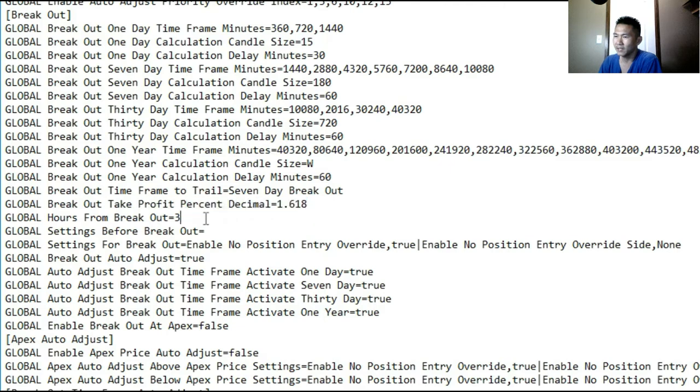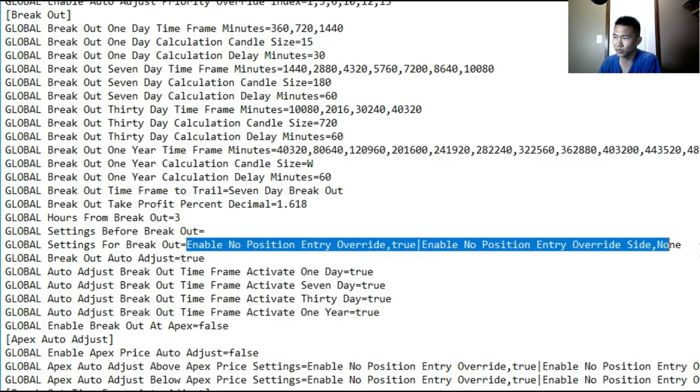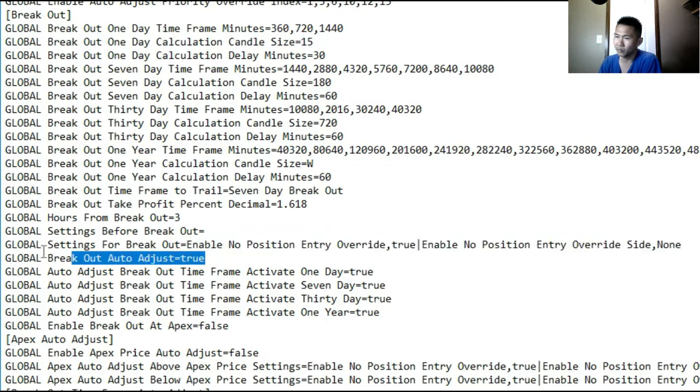Then in the chart, this is the 3 hours from breakout. Within 3 hours from breakout, you can auto adjust a certain setting. When a breakout is imminent within 3 hours, we say we don't want to trade, so we override to none. This is where we did a breakout auto adjust. What about the 7 day, 30 day, 1 day? What if any of those are imminent?